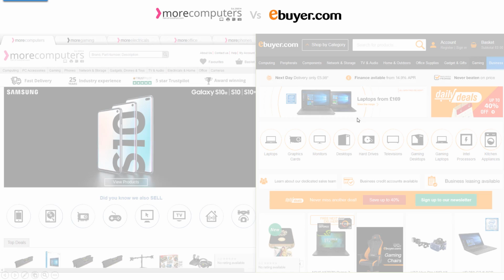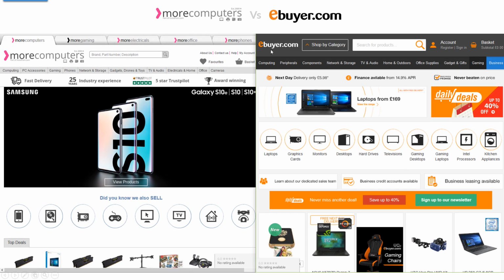Okay, let's move on. This is more of what not to do and what to do. These are two big computer companies, or reasonably big computer companies. One of them's much bigger than the other. They were started around about the same time. The first one, More Computers, was started in 2003, and eBuyer was started in 2000. Personally, I've used both of these companies, and I haven't chosen them for any other reason than I have experience with them and I've used their services. Now, let's look at both of their websites.